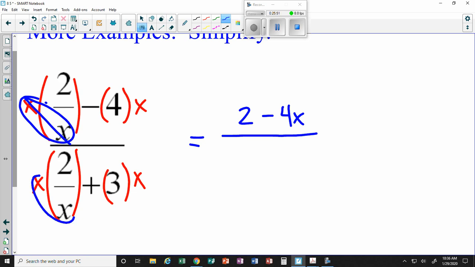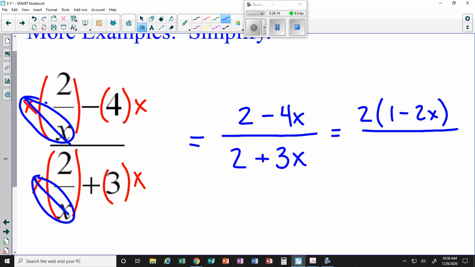2 times... plus. Can I cancel those 2's? No, because I'm adding and subtracting them to something, not multiplying. I could try to factor a 2 out there. If I can factor a 2 out on the bottom, then I could cancel the 2's out front that I'm multiplying by, but can I factor a 2 out on the bottom? No. So I can't cancel, because I'm adding and subtracting.